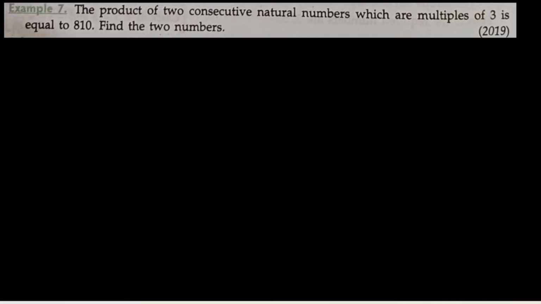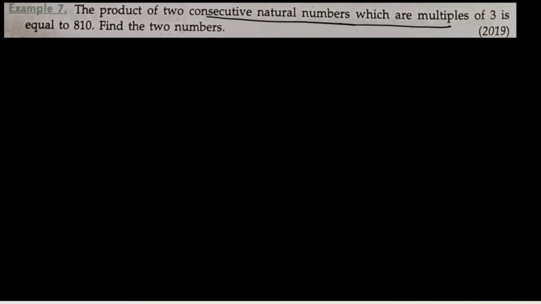So in this one, tell me how we will assume the numbers. In the previous question, the numbers were consecutive odd integers. Now the numbers are consecutive natural numbers. So consecutive numbers you already know. What will be the assumption at the starting? Yes, x and x plus 3, because I have mentioned consecutive natural numbers, multiples of 3.